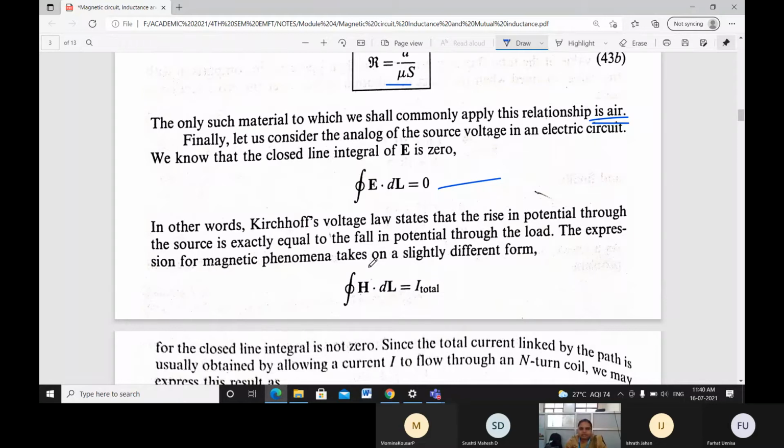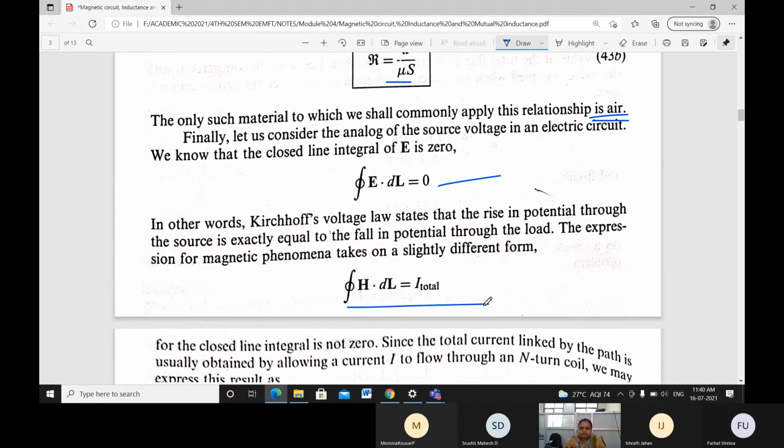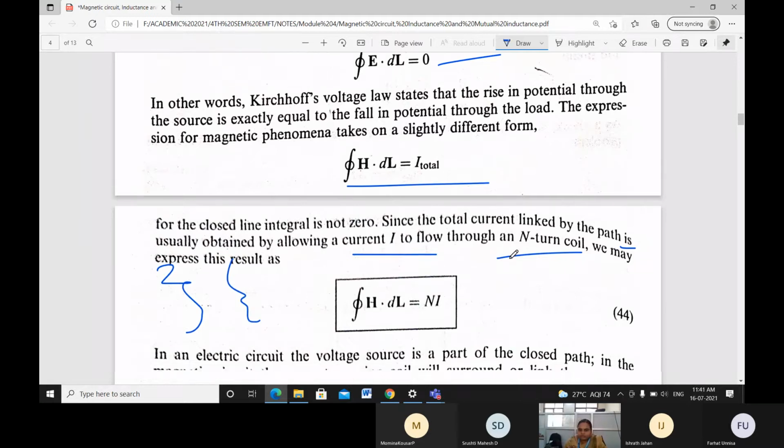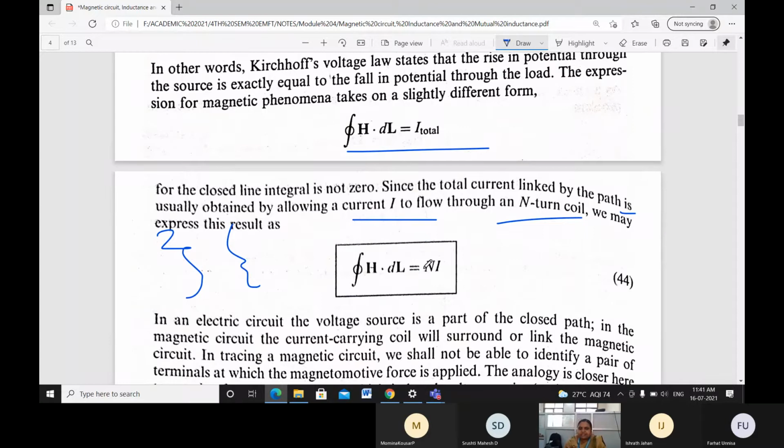The expression for the magnetic phenomena is the closed integral of H dot dl equals I total. This closed line integral is not equal to 0, since the total current linked by the path is usually obtained by a current flowing through n number of coils, like in transformers, from one coil to another. Therefore, taking into consideration the number of turns, the equation is going to be n into I.